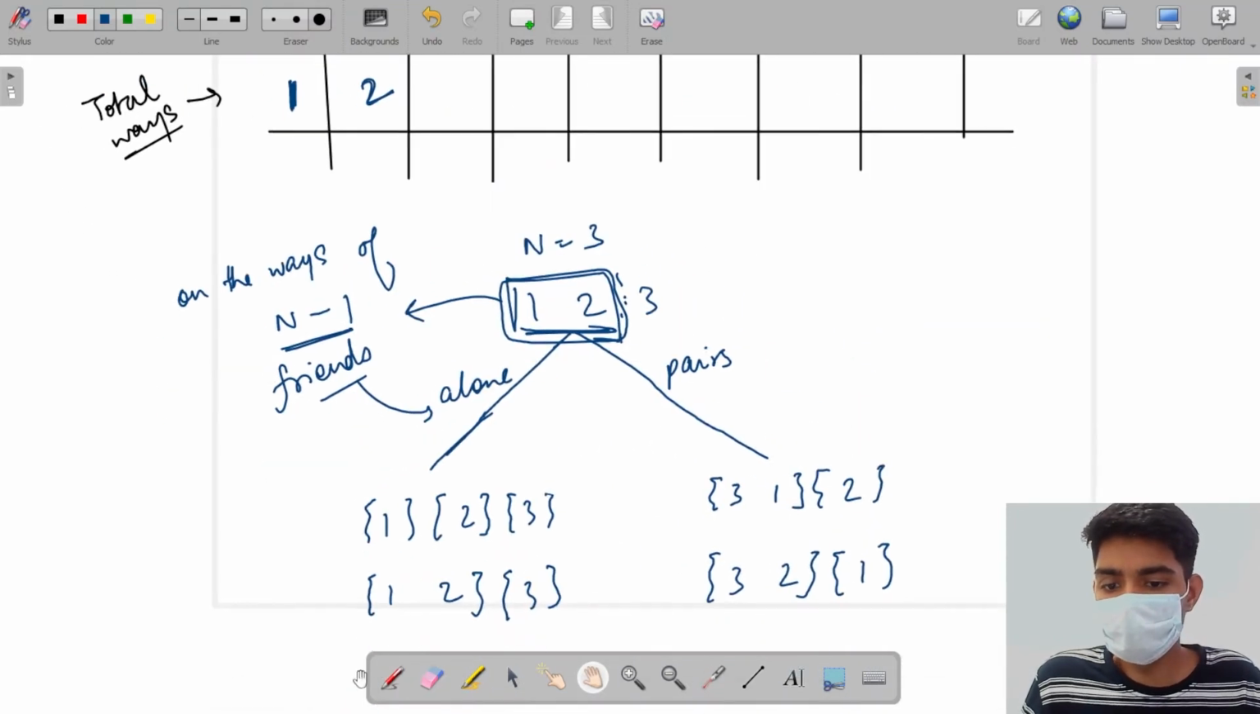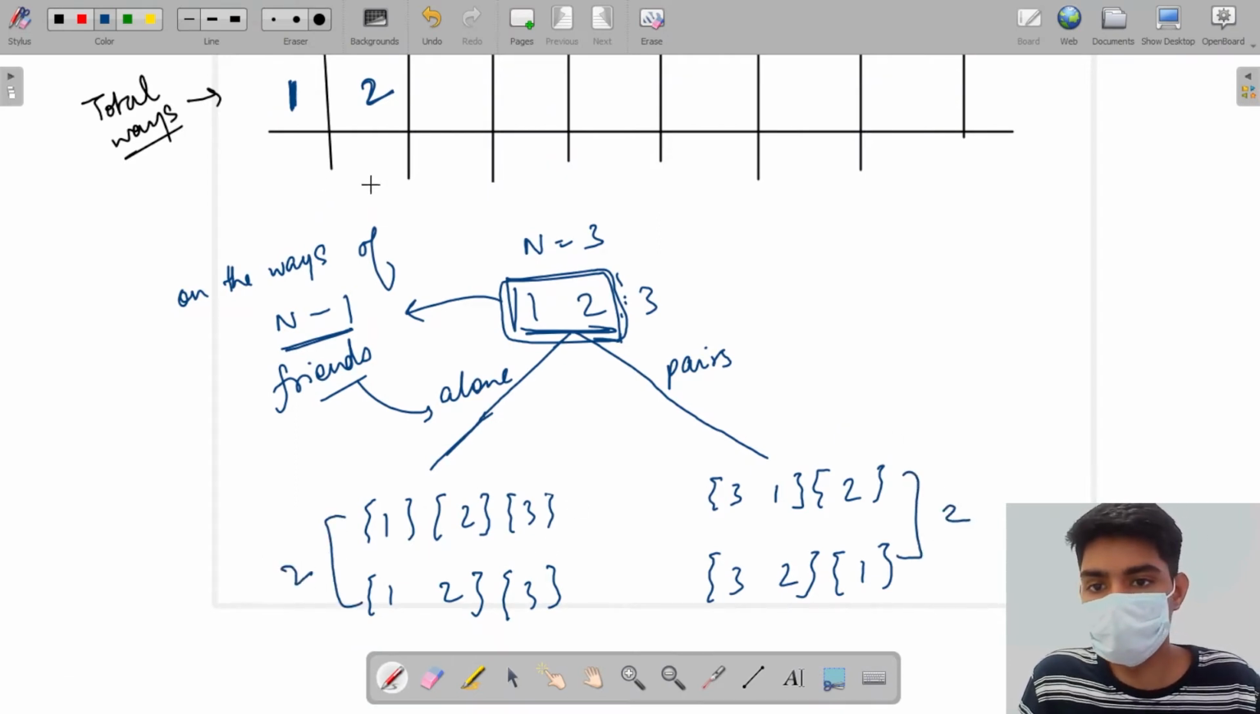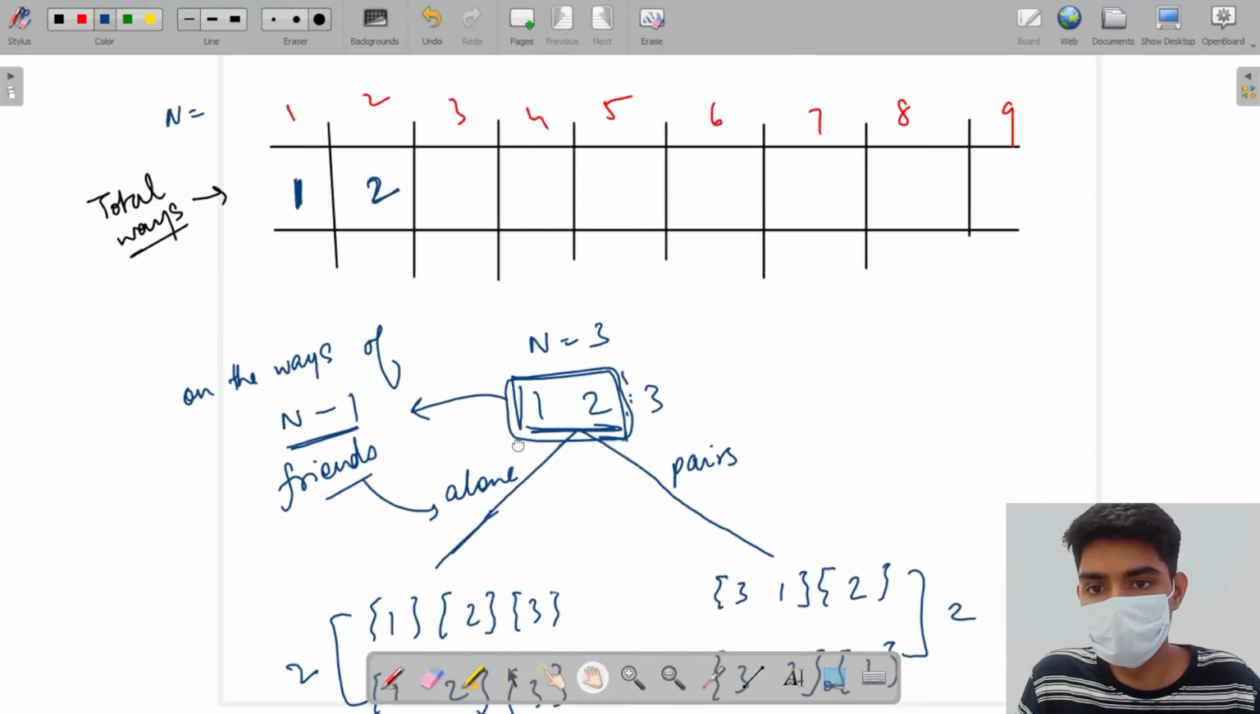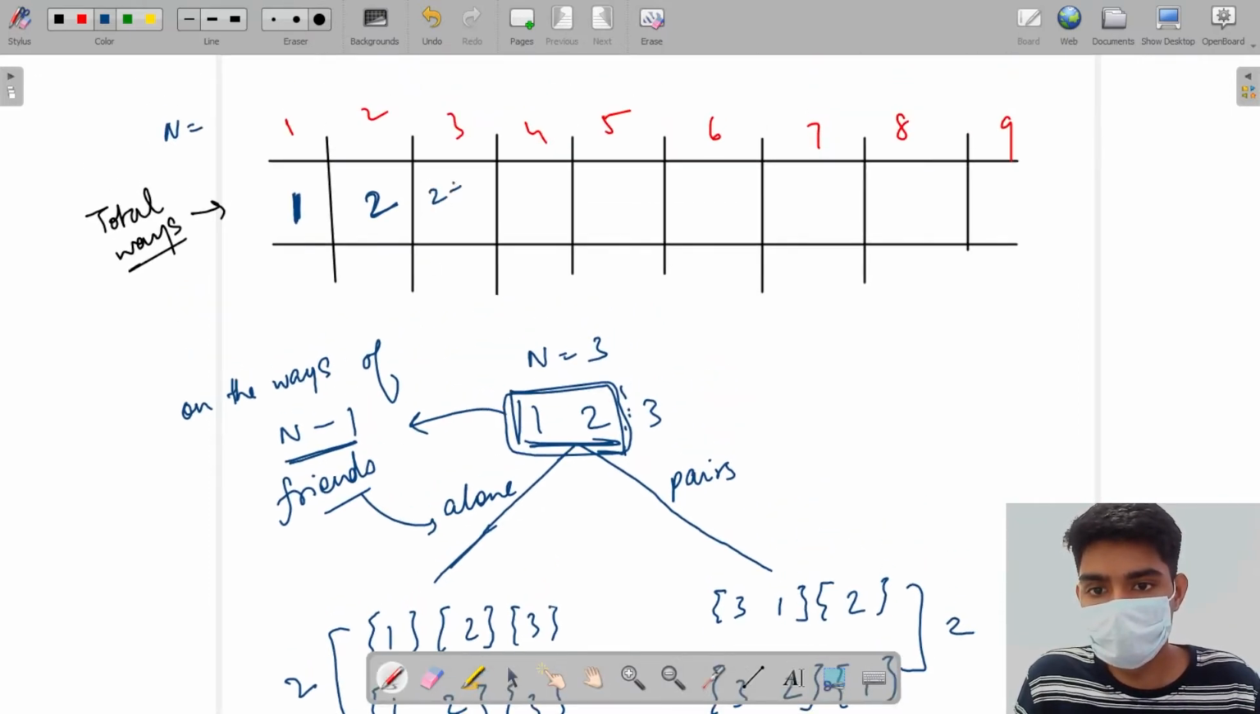Okay, so what are the ways that we have seen? These are two ways and these are two ways. So my answer here would be 2 plus 2, which is 4. Right, this would be my answer.